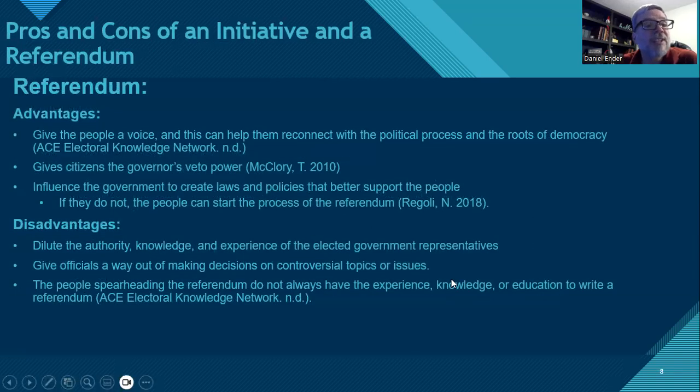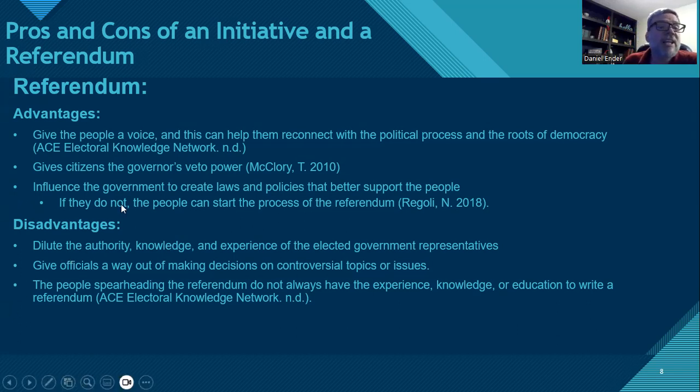Referendum advantages. Give the people a voice, and this can help them reconnect with the political process and the roots of democracy. So it gets them voting. Give citizens the governor's veto power, which is really amazing. And influence the government to create laws and policies that better support the people. If they don't, the people can start the process of the referendum. So it makes them do the job they're supposed to be doing right the first time. Otherwise, if they don't, they'll make more work for them.